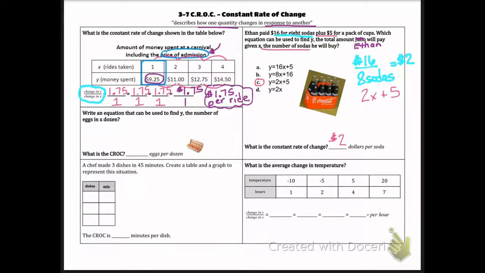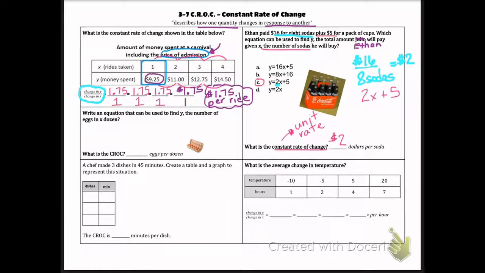is $2 per soda. Another way to think of constant rate of change is to simply think of it as your unit rate, your cost per one. Remember, unit rate is always per one. You can also see that in an equation like this, y equals something times x plus something, this value next to x is your constant rate of change.